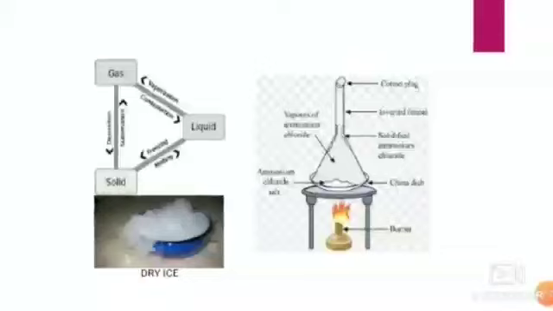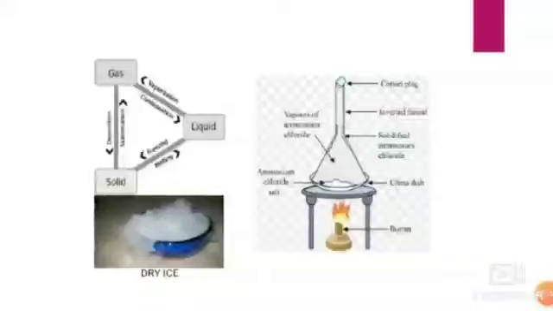Right? The solid that is used in the sublimation process is called sublimate. Sublimation is used to separate a mixture of solids where one solid sublimes and the other does not. Let us study a few examples of sublimable solids. These are ammonium chloride, iodine, camphor, naphthalene. Here you can see an activity.